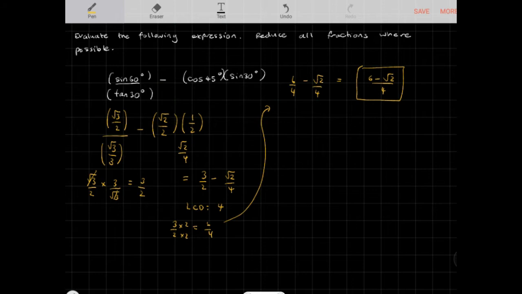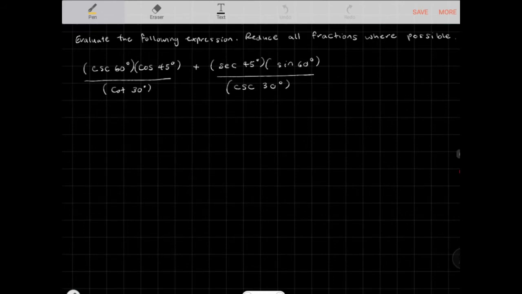So this was pretty straightforward. You just have to memorize some of the trig ratios, all right? All right, let's take a look at a much more challenging example. Here we want to evaluate the following expression, reducing all fractions where possible. We want to make sure that there are no radicals in the denominator. Okay, so this time I've thrown in some reciprocal ratios.